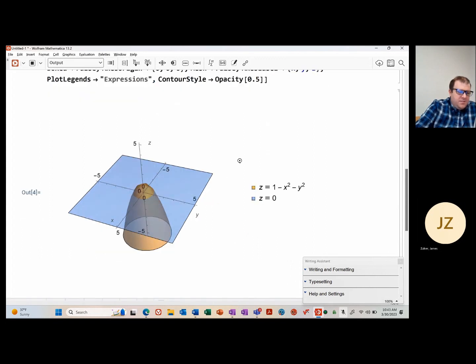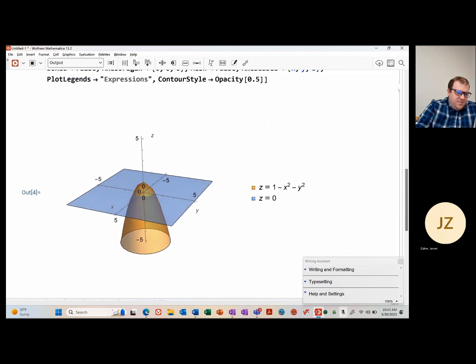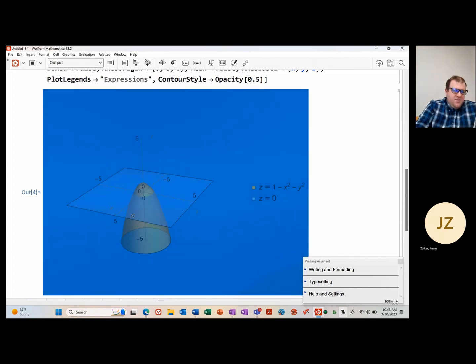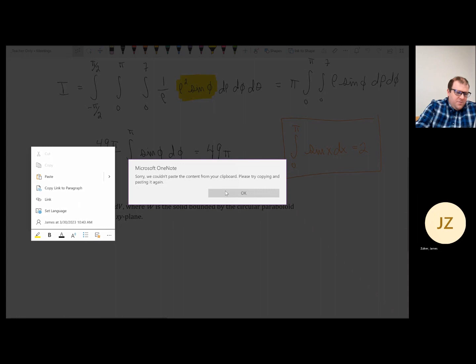Set it a little tilted so we can see what we're looking for. Right, the region that we're integrating over is inside this orange region that lies above the blue. Right, that's our region of integration. Of course you can't.